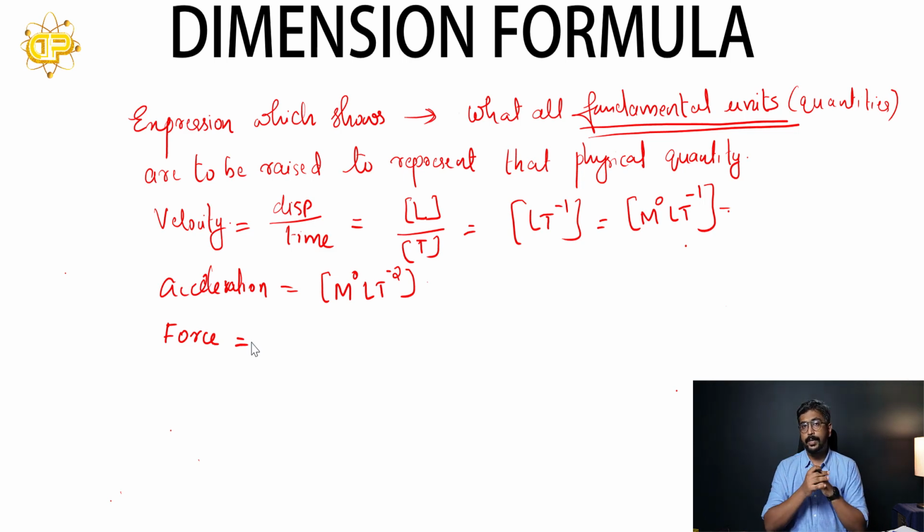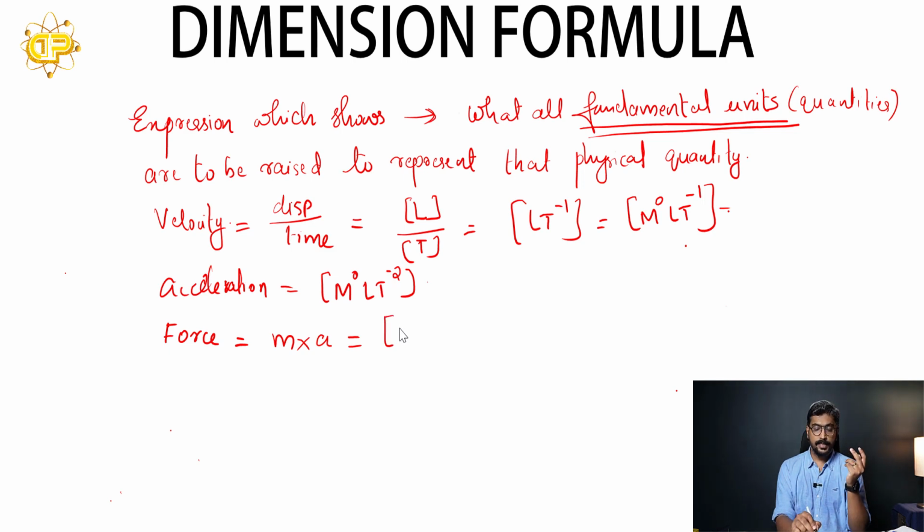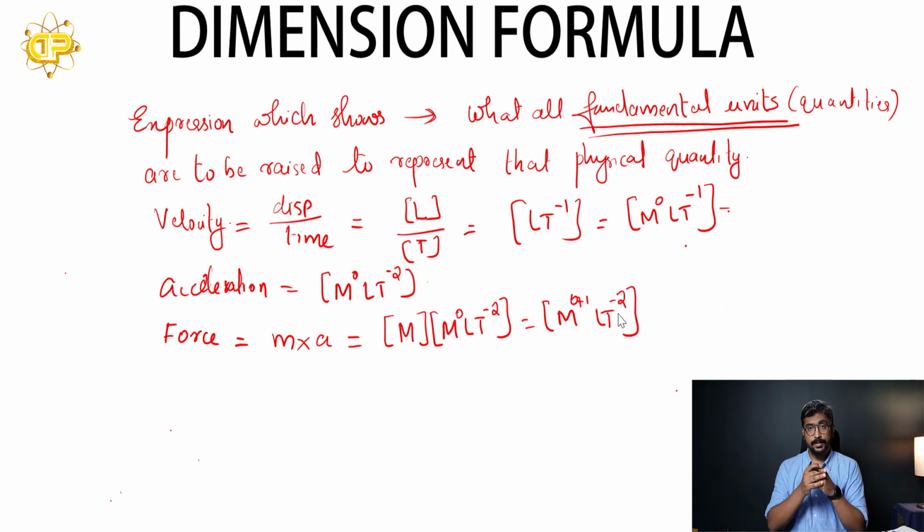Force is what? A derived quantity. It is not a fundamental quantity. We are getting force from certain fundamental quantities. For example, the basic equation of force is mass into acceleration. So you know that. What is mass? How can I represent mass in terms of dimension? That is M. And what is acceleration? Just see the above expression. You will get M raised to 0, L T raised to minus 2. From there, I will get M raised to 0 plus 1, L T raised to minus 2. Why am I saying 0 plus 1? You know that a raised to m into a raised to n is equal to a raised to m plus n.